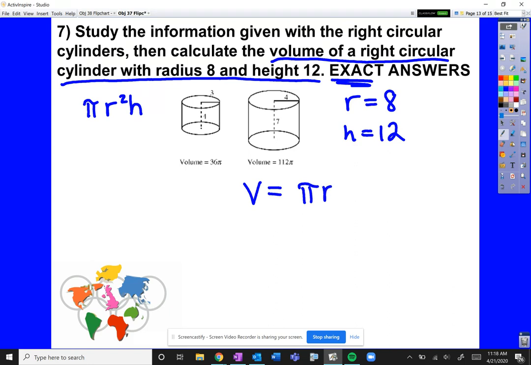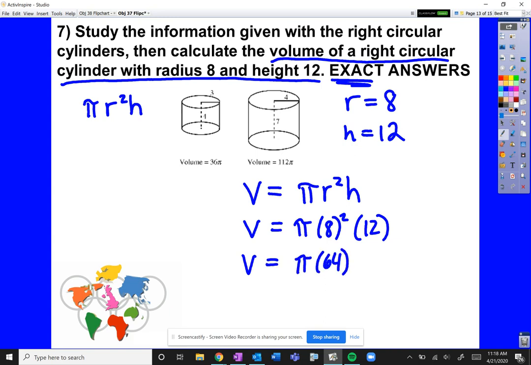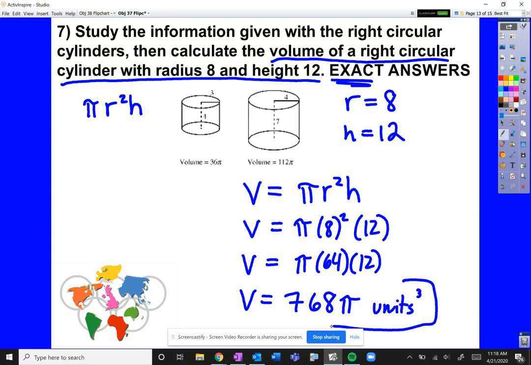So volume is pi r squared h. We're going to leave pi. Radius is 8 squared times 12. 8 squared is 64 times 12. So the volume is 768. Slide the pi to the end. And since we don't have a measurement, we'll just call it cubic units.